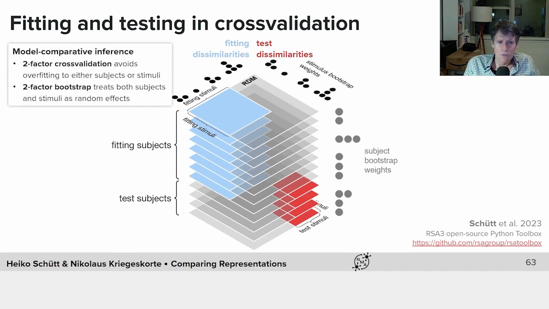So the model comparative inference uses two-factor cross-validation to avoid overfitting to either subjects or stimuli, and it uses the two-factor bootstrap wrapped around the cross-validation to treat both subjects and stimuli as random effects for the purposes of inference. And we think that this way we can get model comparisons where when one model is significantly better than another model, we can actually trust that. We can think that if someone replicated our experiment with a different sample of subjects and a different sample of stimuli, then they might get the same result.